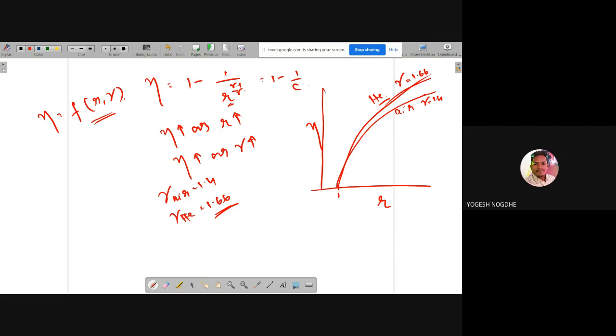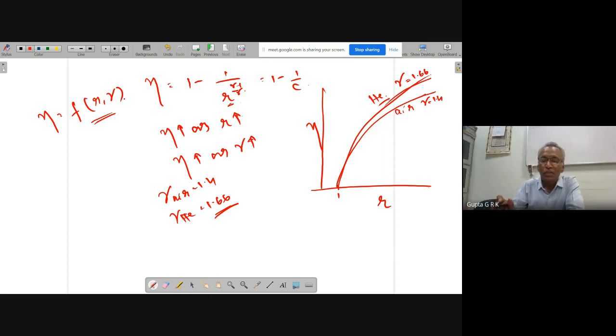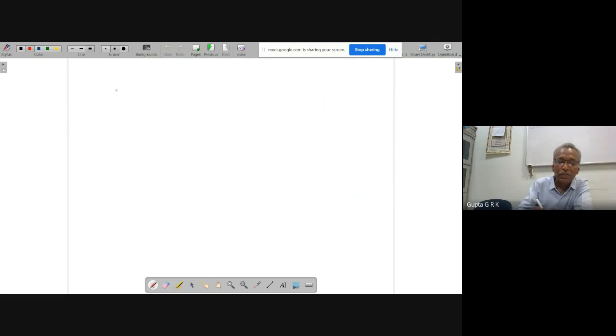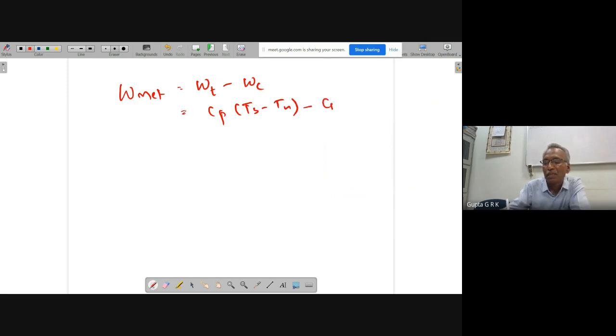Yes, sir. Okay. Now, this is about efficiency. But what about work? What happens to work and how does it depend on the temperature ratio and the pressure ratio? We'll see that. So W net is equal to WT minus WC. WT is Cp into (T3 minus T4), and WC is Cp into (T2 minus T1).